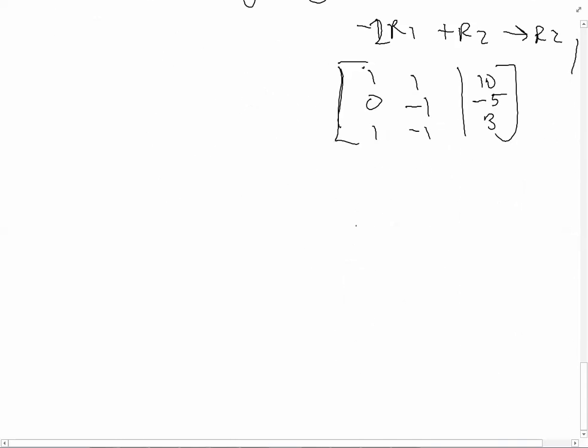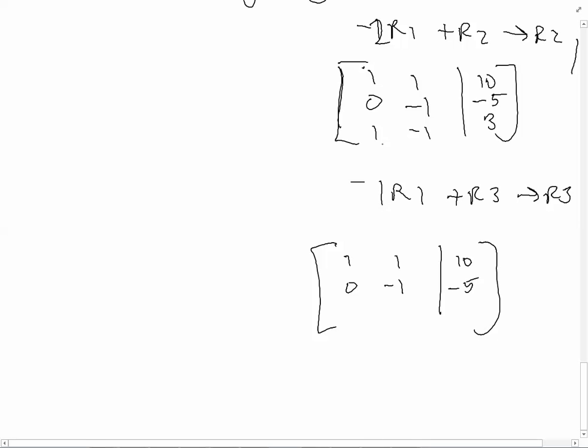And so now I want to take negative 1 times row 1, add it to row 3, and leave the result in row 3. And that would give me 1, 1, 10, 0, negative 1, negative 5. And negative 1 times 1 is negative 1 plus 1 is 0. Negative 1 times 1 is negative 1 plus negative 1 is negative 2. Negative 1 times 10 is negative 10 plus 3 is negative 7.